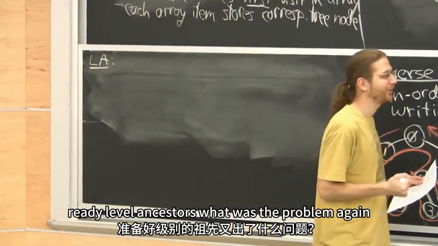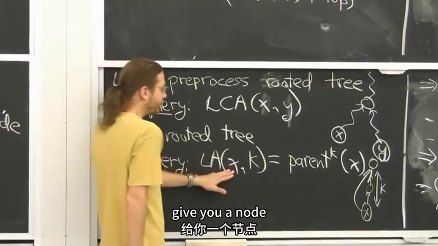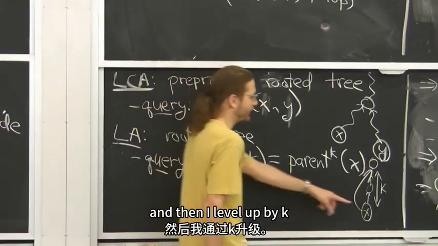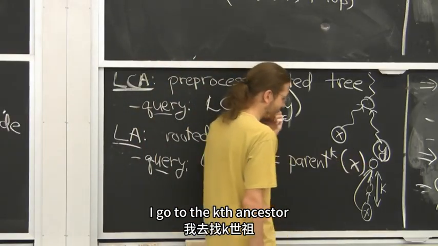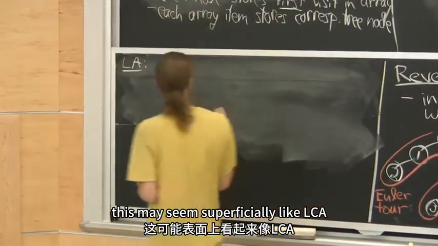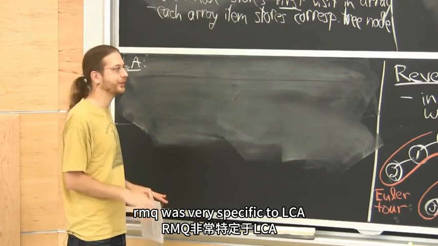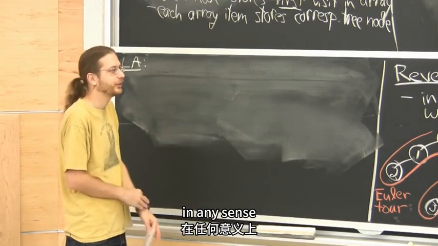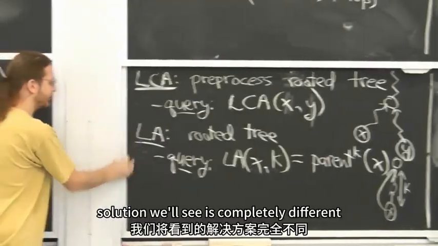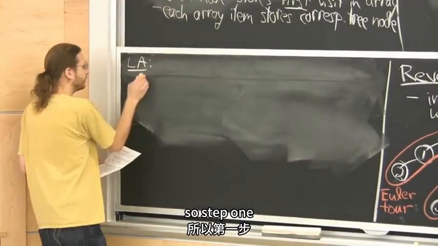Ready? Level ancestors. What was the problem again? Here it is. I give you a rooted tree, give you a node, and a level that I want to go up, and then I level up by k. So I go to the kth ancestor, or parent to the k. This may seem superficially like LCA, but it's very different. I mean, because as you can see, RMQ was very specific to LCA. It's not going to let you solve level ancestors in any sense. I don't think. Maybe you could try to do the Cartesian tree reduction, but the solution we'll see is completely different, although similar in spirit. So, step one.